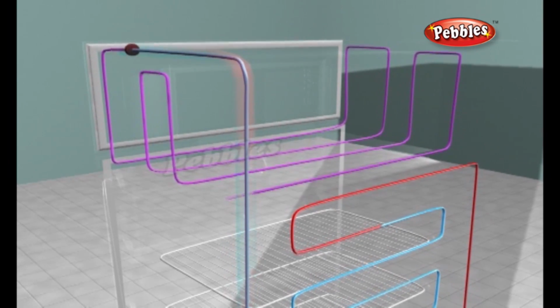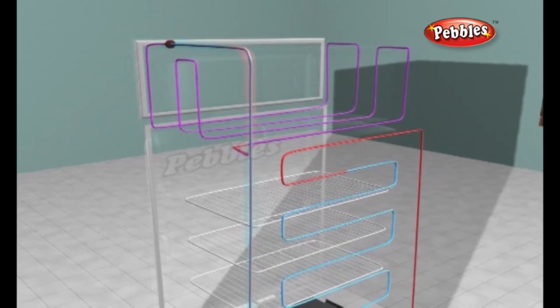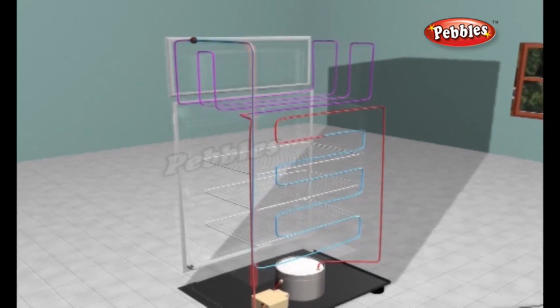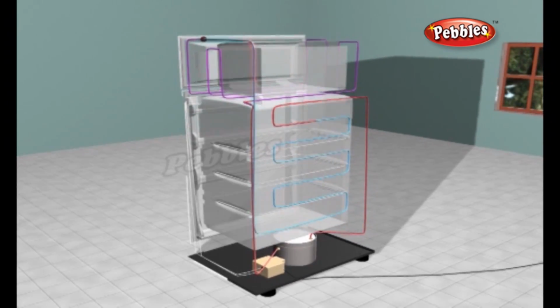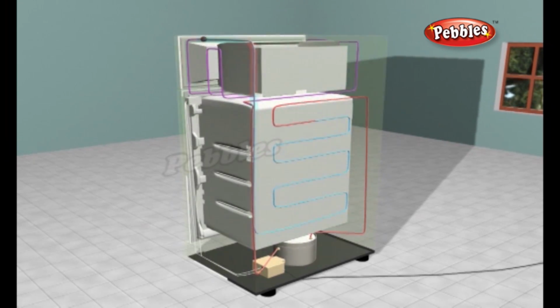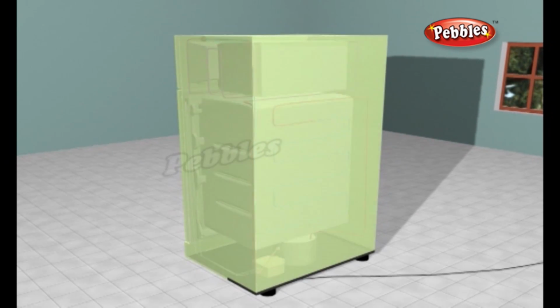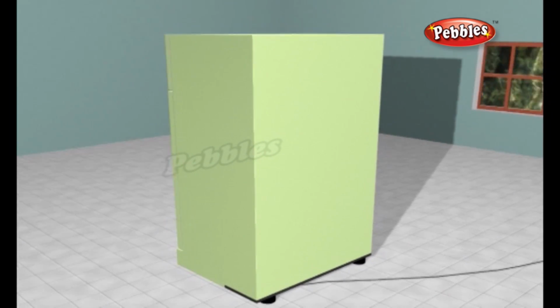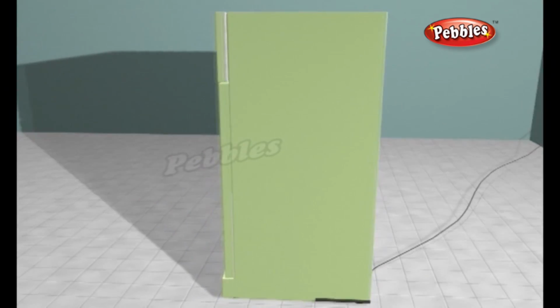The coils inside the refrigerator allow the refrigerant to absorb heat, making the inside of the refrigerator cold. The cycle then repeats. The ammonia gas is drawn back into the compressor, where the entire cycle of pressurization, cooling, and evaporation begins anew.